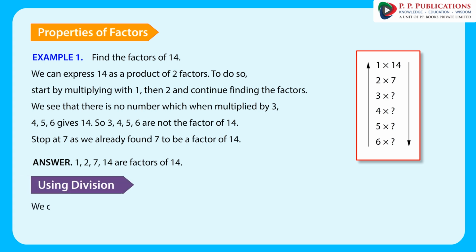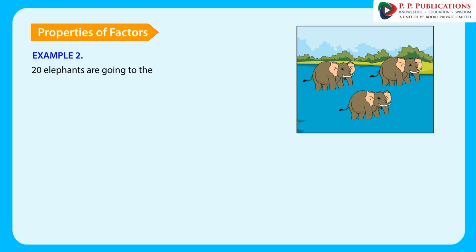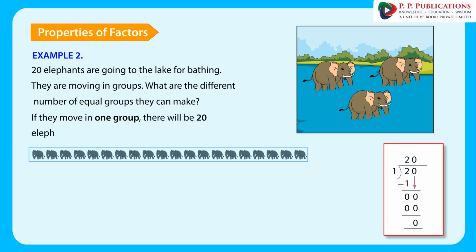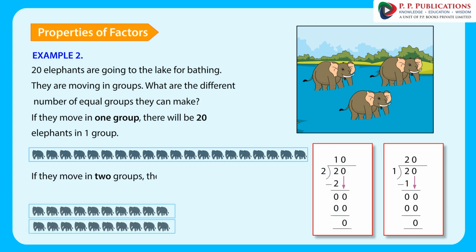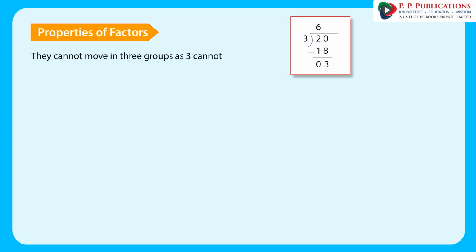Using division. We can also find factors by using division. Example 2. 20 elephants are going to the lake for bathing. They are moving in groups. What are the different numbers of equal groups they can make? If they move in one group, there will be 20 elephants in one group. If they move in 2 groups, there will be 10 elephants in each group. They cannot move in 3 groups as 20 cannot be divided by 3 without a remainder.